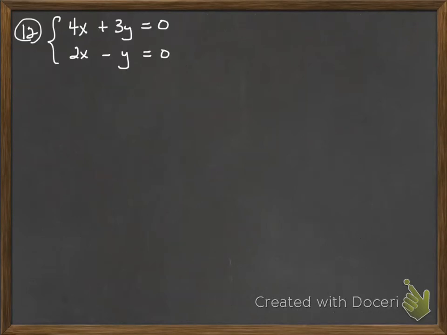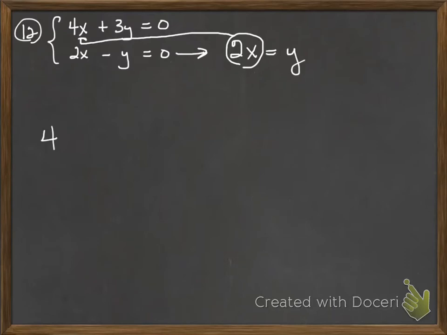Alright, number 12, same directions are asking us to use the substitution method. So since neither equation is solved for x or y, you're going to want to pick an equation and solve for one of the variables. So I'm going to pick the second equation, and I'm going to solve it for y. So the easiest way that I can see to do that is to add y to both sides or move the -y over. So now since the second equation is solved for y, I'm going to take what y is equal to, and I'm going to plug that into the y in the first equation. So that's called the substitution method.